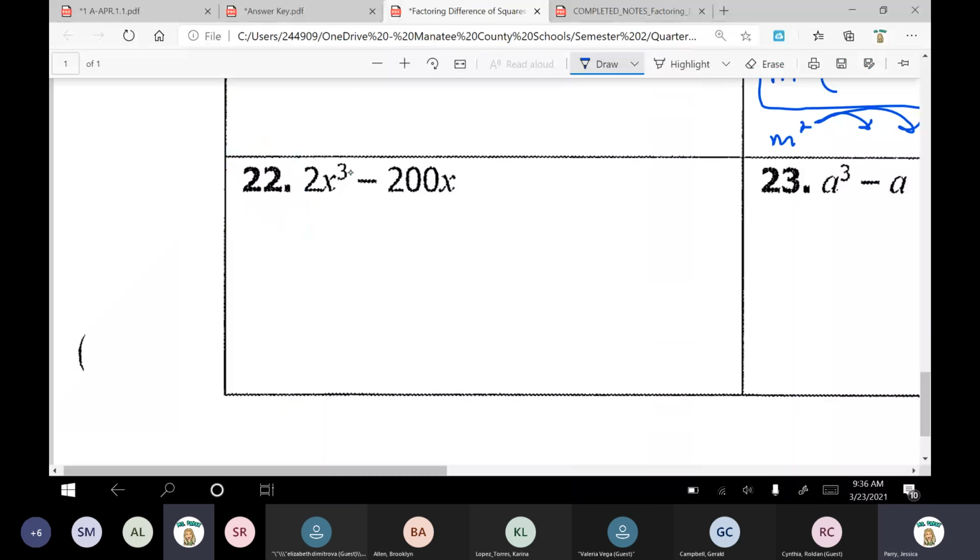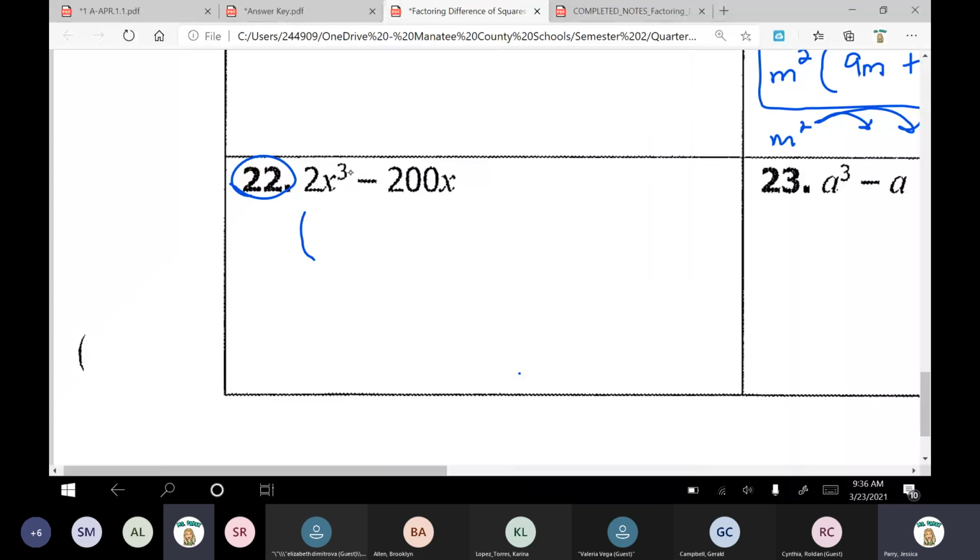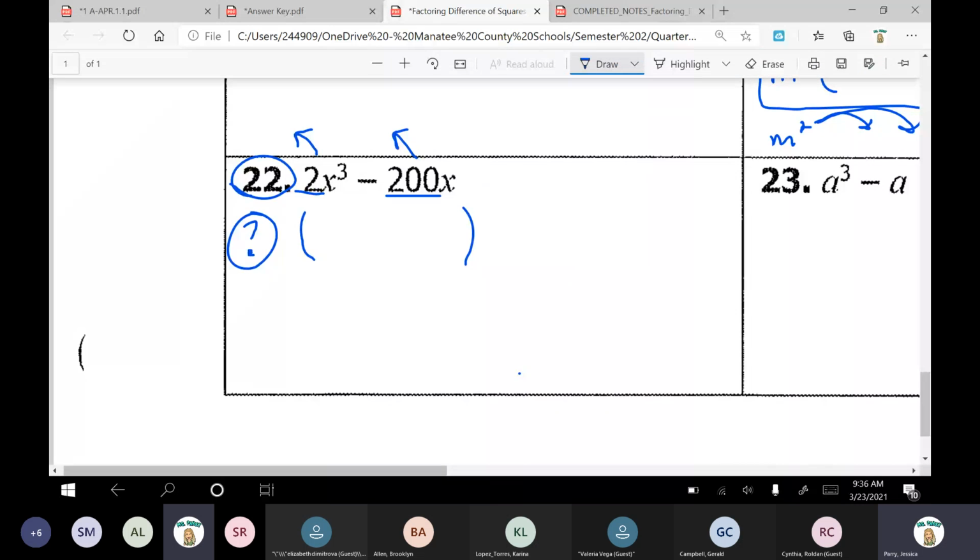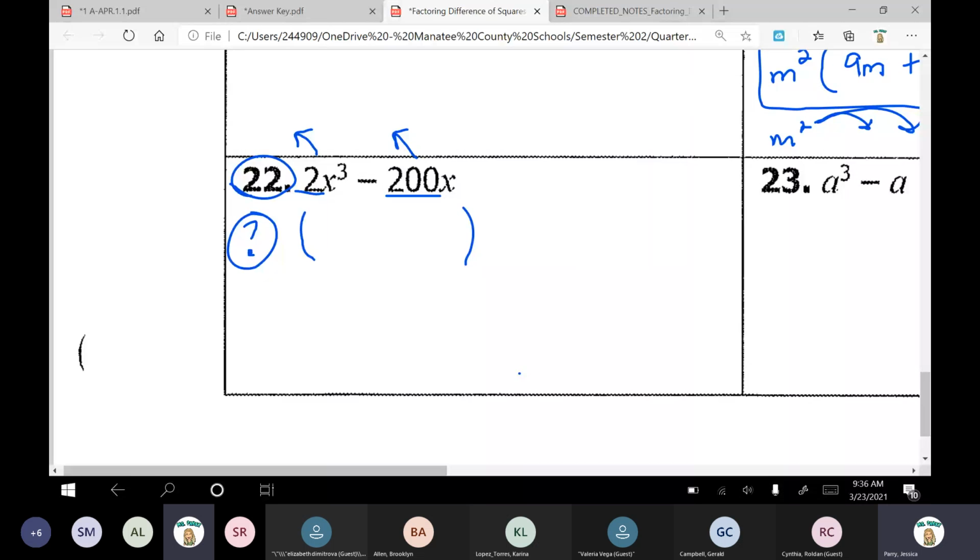Number 22. Okay, so let's first factor something out. Let's look at just the numbers. Just the numbers. What can I factor out? What's the GCF, greatest common factor, of 2 and 200? 2 divided by what? And 200 divided by what? What's the biggest number I can divide both of these by?